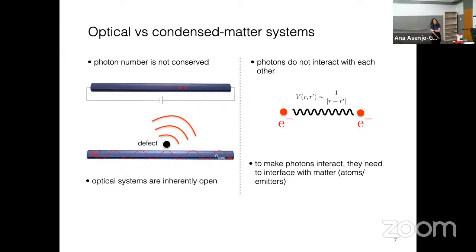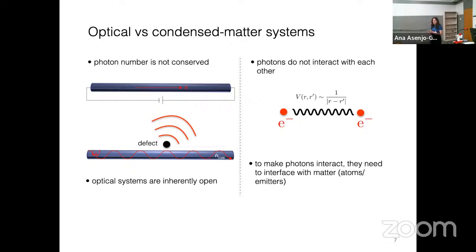Okay, so just to nail down what is the difference between a condensed matter system and an optical system, I want to present you what I think are the two main differences. Both of them arise from the fact that an electron has charge and a photon does not. So this has very strong consequences. First, photon number is not conserved. So imagine that we have a wire and we apply a potential. The electrons are gonna flow throughout the wire from one side to the other.